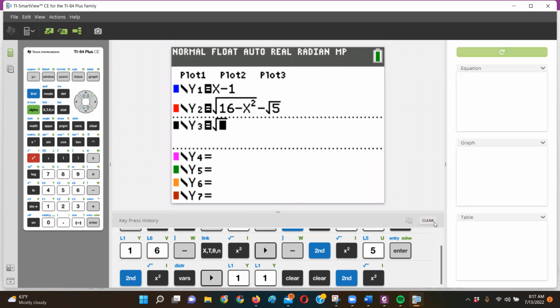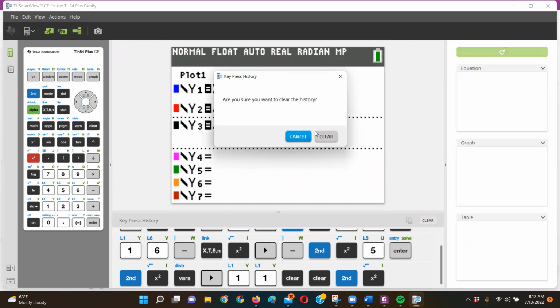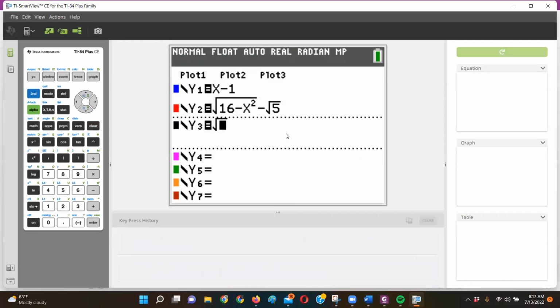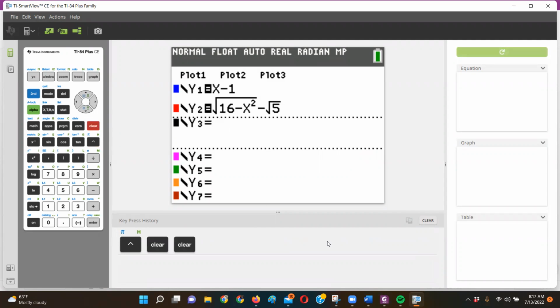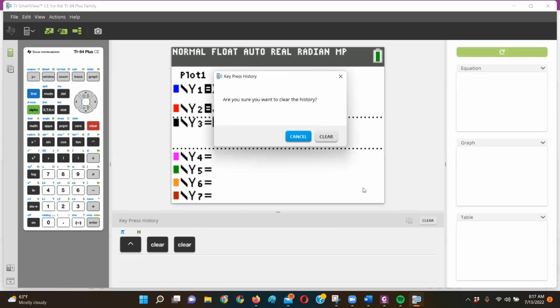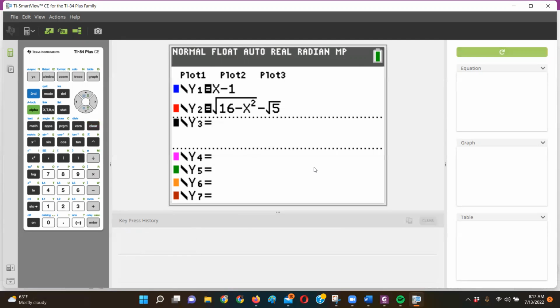So down here in y3, I did the square root. Let me clear this, clear that. Let me even clear what I've got there. Now we can clear my history. Let me clear my key press history for you. You see, nice thing about this application, it shows what I'm pressing. So I'm gonna do second square root.